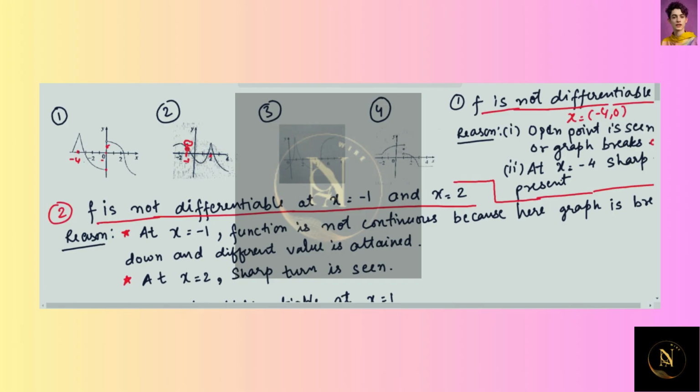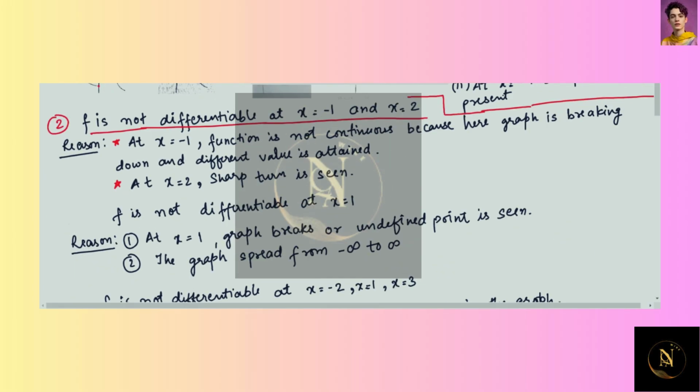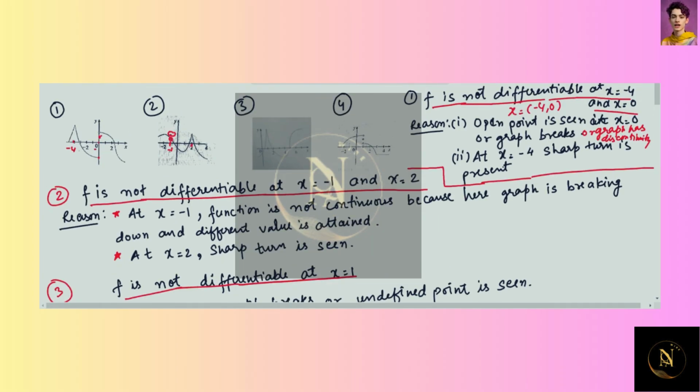Now moving ahead, now for the third graph. So f is not differentiable at x equals 1. Again, this is a sharp turn. This is a sharp turn. So this is not differentiable.